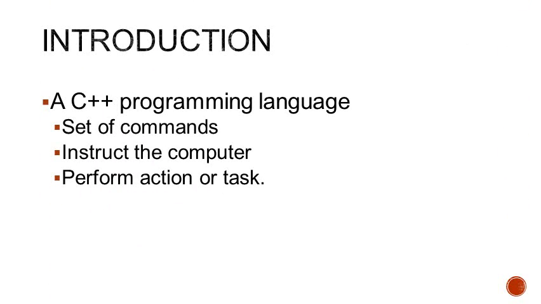Introduction. What is a C++ programming language? Basically, a C++ programming language is a set of commands that instruct the computer to perform an action or a task.